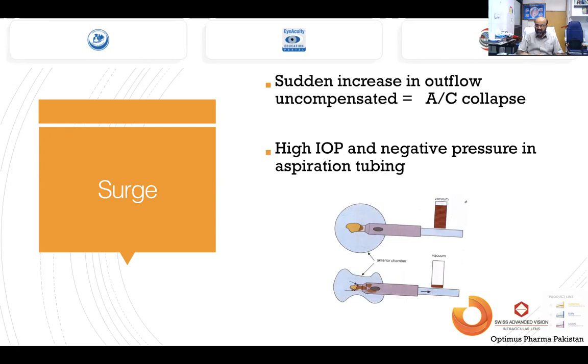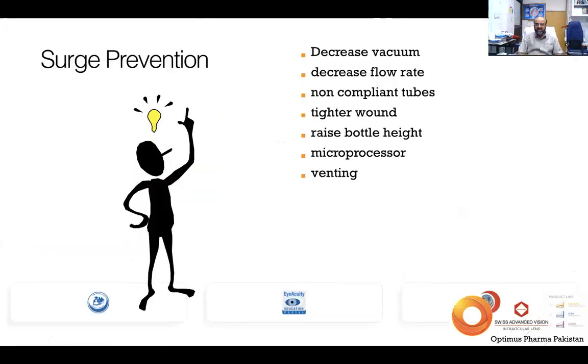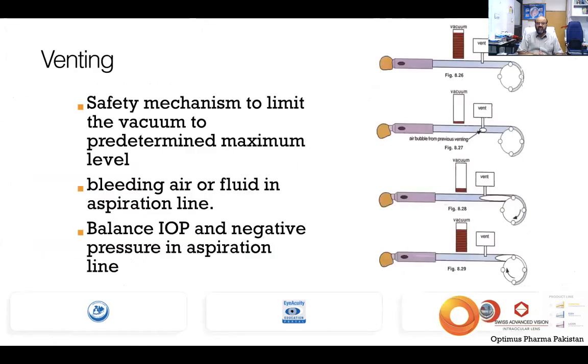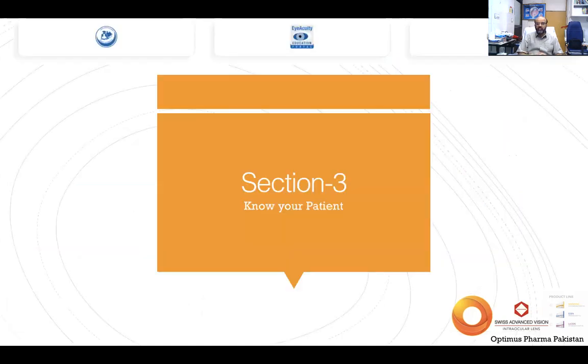surge. So there are many sensors these days and venting mechanisms to take care of this sudden surge in modern machines, which can work up to a maximum vacuum of 600 millimeters of mercury, and still they don't let the chamber collapse. It all occurs with venting and microprocessors. The factors in the surgeon's control are flow rate, compliant tubes, tighter wound, and one can raise the bottle height. The venting is a safety mechanism which comes into play to control surge and suction of unwanted tissues into the Phaco machine.